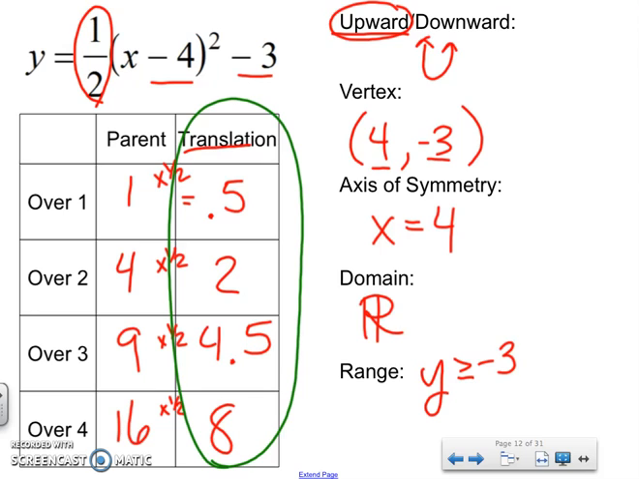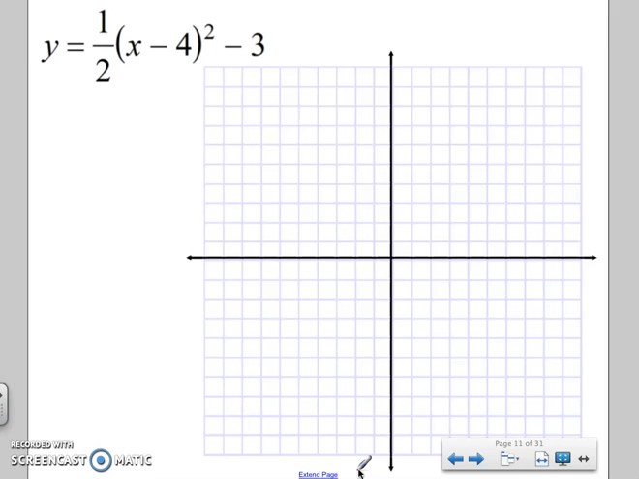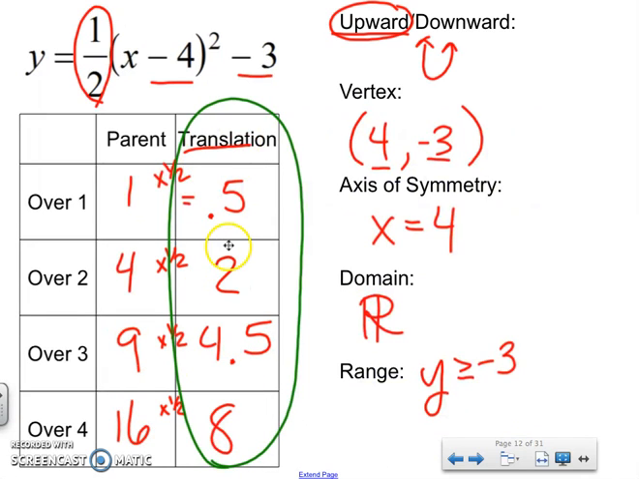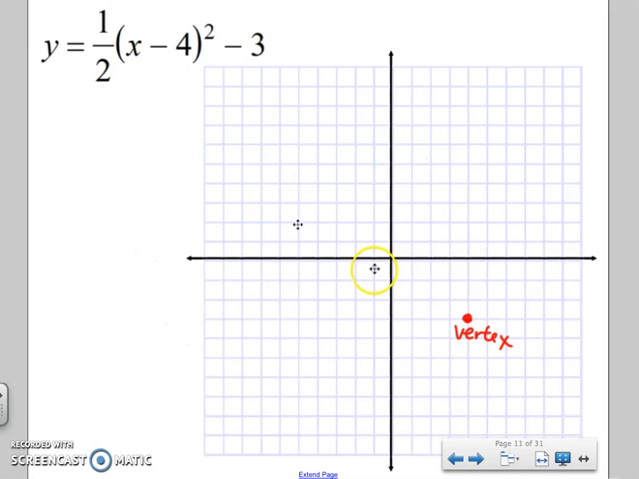Okay? So now when you graph this, the first thing you do is graph this vertex. So I'm going to flip to the next page and graph (4, negative 3). So go right 4, down 3. So there's your vertex. Okay? So now we have to do that little table from right here. So you're going to go over 1 and then go up 1/2. So I'm going to go here and go over 1 and up 1/2. I'm going to go in between and then do it on the same side.